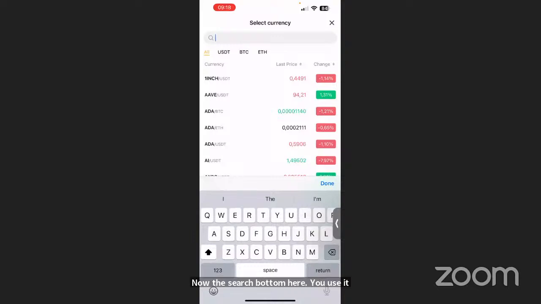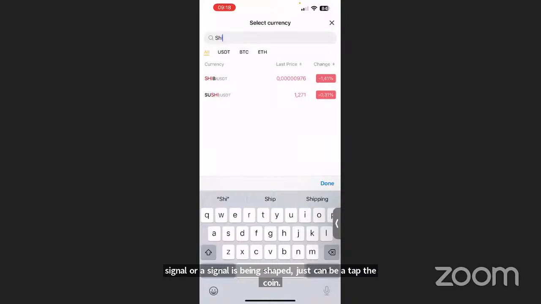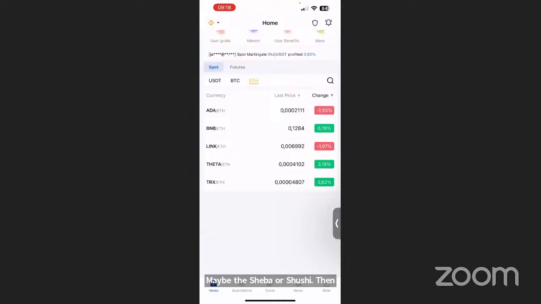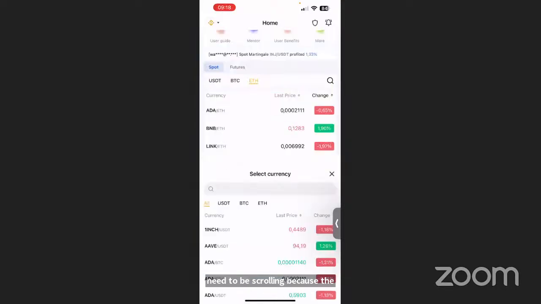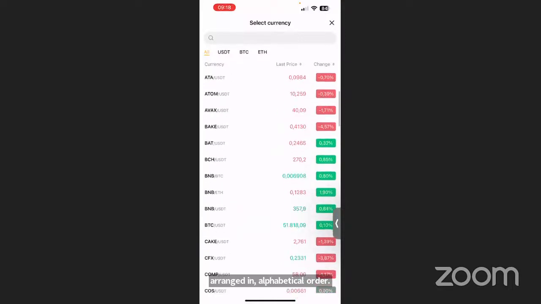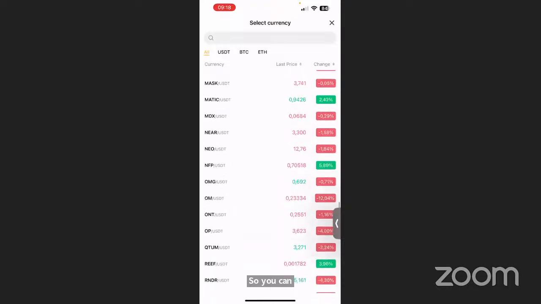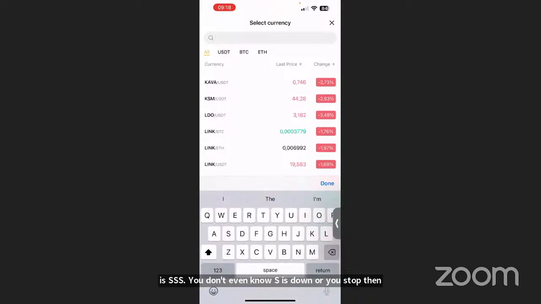For instance, if leader Julius has shared a signal, just come here and tap the coin. Maybe the coin is Shiba or Sushi. Then that is it. You don't need to be scrolling because the coins are arranged in alphabetical order. Maybe to your eyes it's not easy. Where is S? You don't even know if S is down or at the top, then you are just confused. That is why the search button is there.